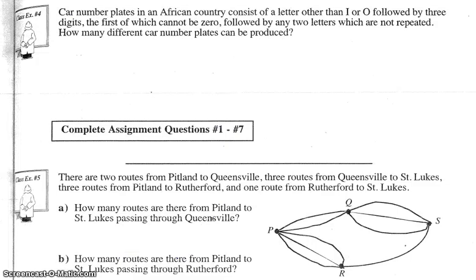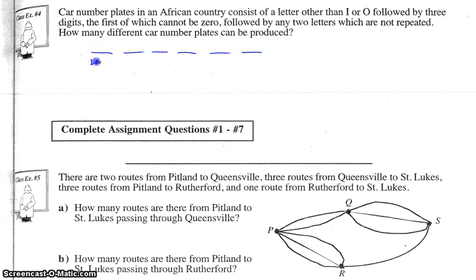All right, example number 4. Car license plates in an African country consist of a letter other than I or O, followed by 3 digits. So 1 letter followed by 3 digits. The first of which cannot be 0. Then followed by another 2 letters, so any 2 letters which are not repeated. So in other words, we have 6 positions to fill. Okay, so let's go through this.